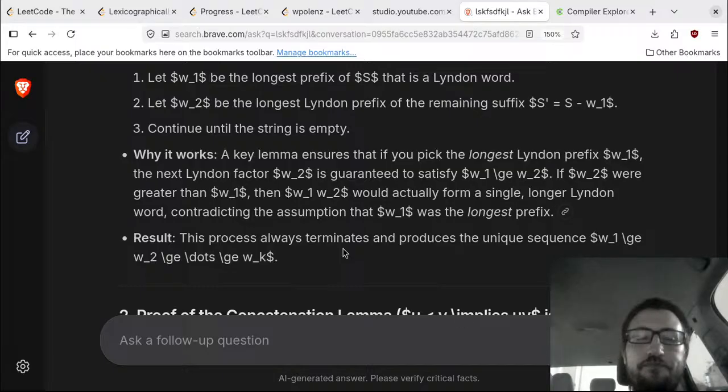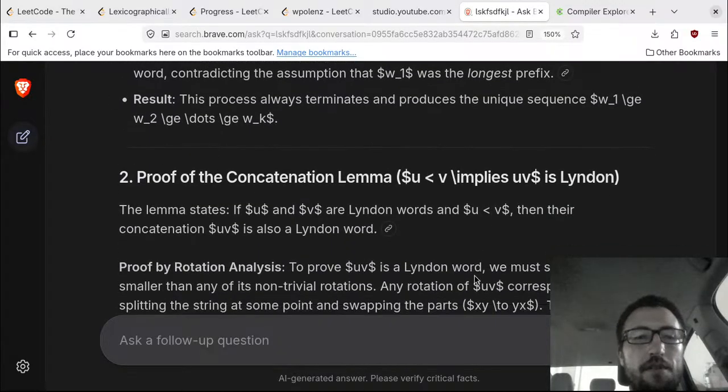If you pick the longest Lyndon prefix, the next Lyndon factor is guaranteed to satisfy W sub 1 greater than or equal to W sub 2. If W sub 2 were greater than W sub 1, then W sub 1 W sub 2 would actually form a single longer Lyndon word, contradicting the assumption that W sub 1 was the longest prefix. This process always terminates and produces the unique sequence W sub 1 greater than or equal to W sub 2, all the way down to greater than or equal to W sub k.